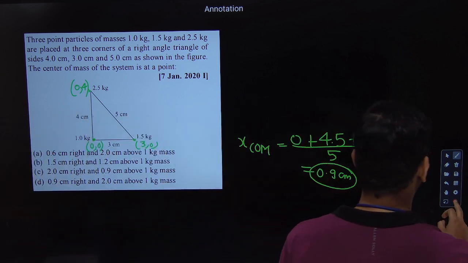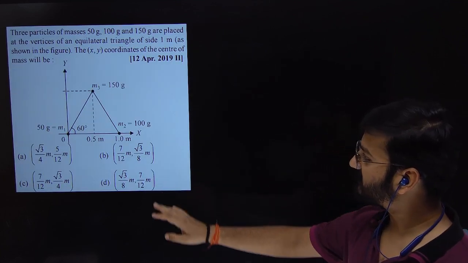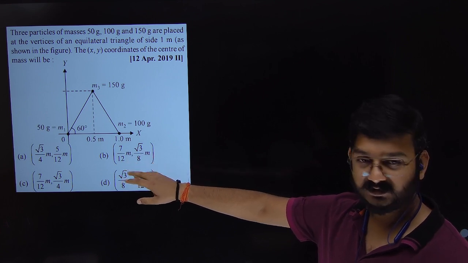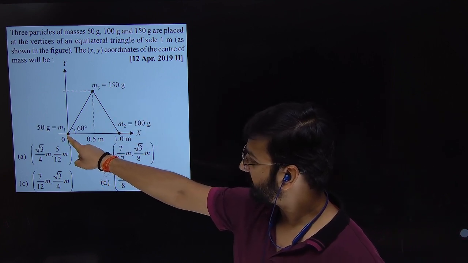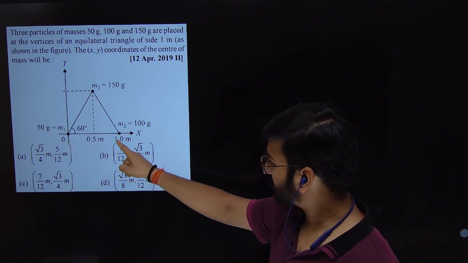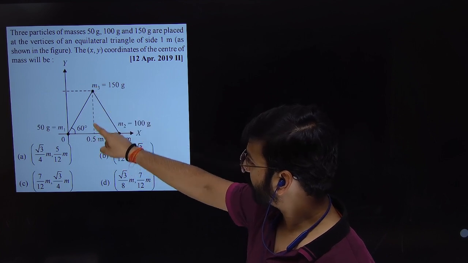This next question you can take as homework. You can see the same type of problem: three particles, coordinates are given. You will take this as 0, comma 0. So what is this coordinate? 1, comma 0. What is this coordinate? 0.5, comma.